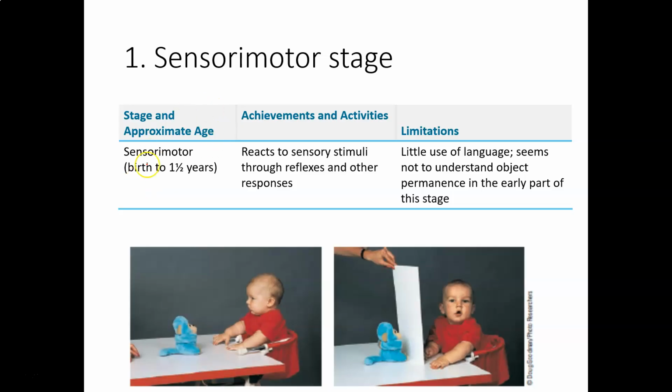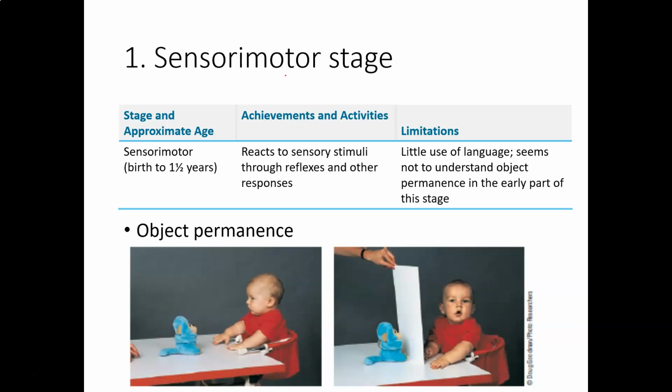So the sensory motor stage is roughly from birth to about 1.5 years of age, a little bit more than that. It's called sensory motor because really at this stage, infants are just reacting to the things that they detect by moving in some way. So they're just reacting to sensory stimuli through reflexes and other reactions. They don't have language at this time, and they don't recognize what is known as object permanence.